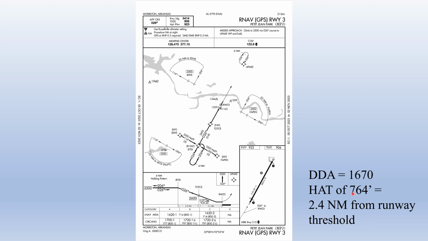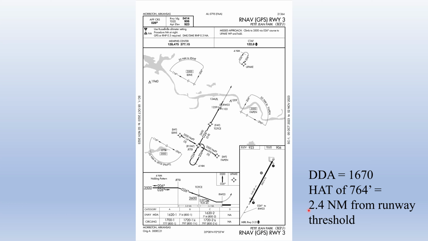So again, I look at how far away I'm going to be from the runway if I'm on a 3-degree glide slope at 764 feet above the runway. I'm 318 feet higher for each nautical mile I am away from the runway. So divide 764 by 318. That means at the DDA on this approach, I'm going to be roughly 2.4 nautical miles away from the runway when I reach that DDA.